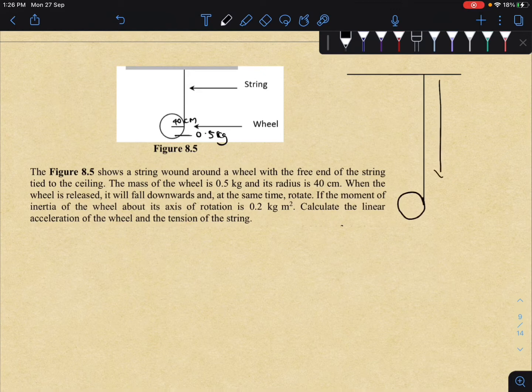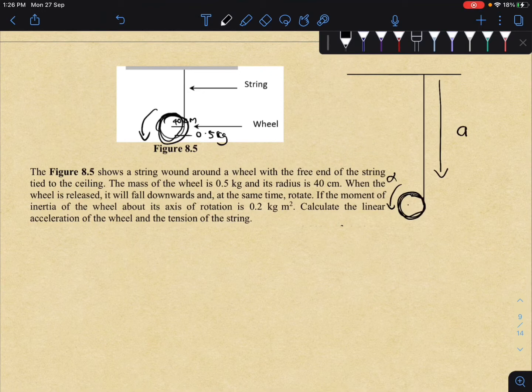As it goes down, it does not only displace from this position to this position, it also rotates. The wheel also rotates here. So it will experience two types of acceleration, namely linear acceleration as it goes down. The object displaced from this position to here, so it will experience linear acceleration. At the same time, the wheel also rotates and undergoes rotation. When it rotates in this direction, the string unwinds itself. So it will also have angular acceleration here.